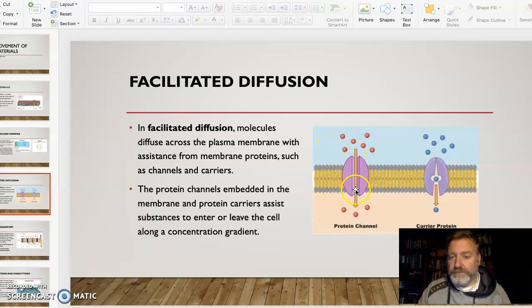So it uses a channel to come through. Or in some cases, the substance may, in fact, have to attach to a protein which acts as a carrier through the channel. But again, they're in high concentration on the outside, low concentration on the inside. They need help getting across that membrane.